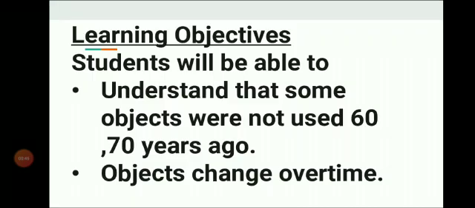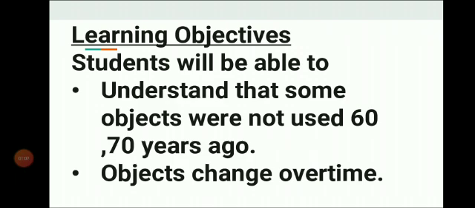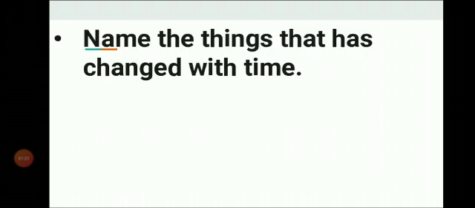Before starting the lesson, let's discuss the learning objectives. Students will be able to understand that some objects were not used 50-60 years ago. Objects change over time. Name the things that have changed with time. So what's the purpose of this lesson? That after this lesson you will understand that some things were not used 60-70 years ago. Like people grow older with time, objects also change over time. Then you will be able to name some things that have changed with the passage of time.